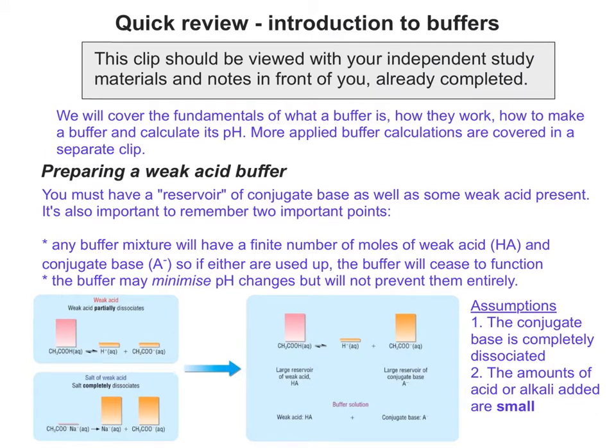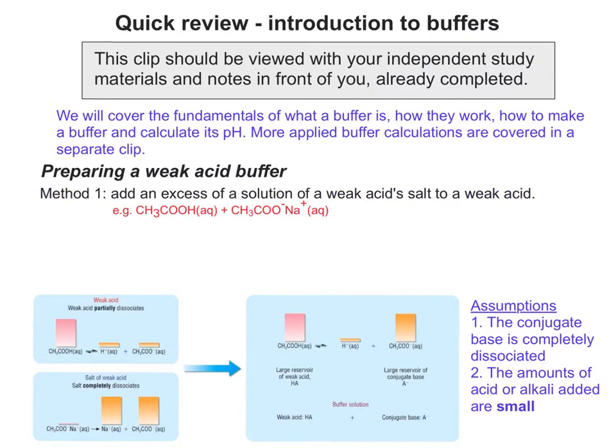The assumptions that are made when we're talking about the model of a buffer based on a weak acid are that the conjugate base is completely dissociated and the amounts of acid or alkali added are small, so the buffer is not overwhelmed. The first method for making a weak acid buffer is the most simple. You just add an excess of a solution of weak acid salt to a weak acid, so for example ethanoic acid plus an excess of sodium ethanoate.